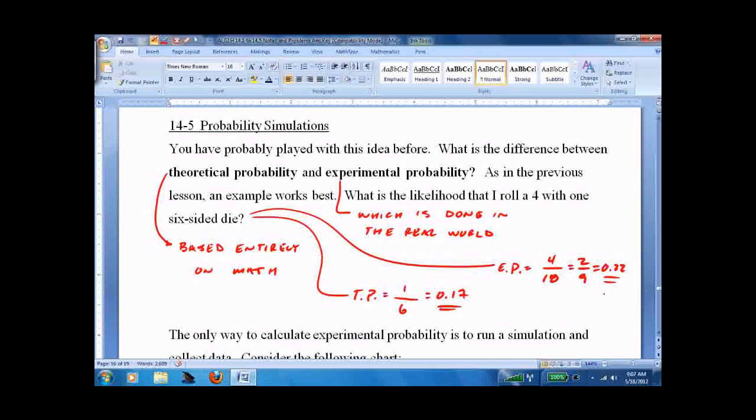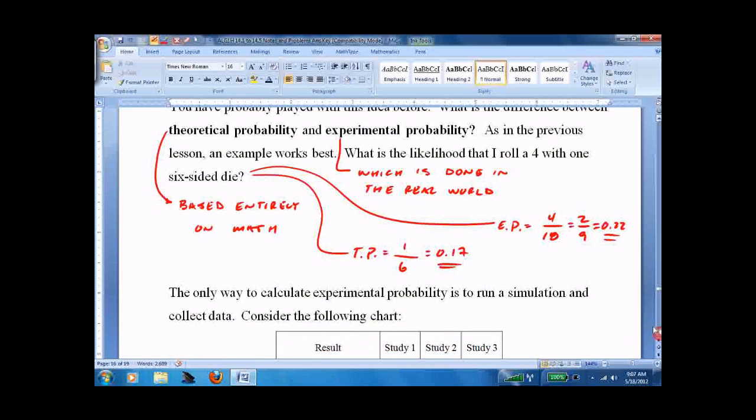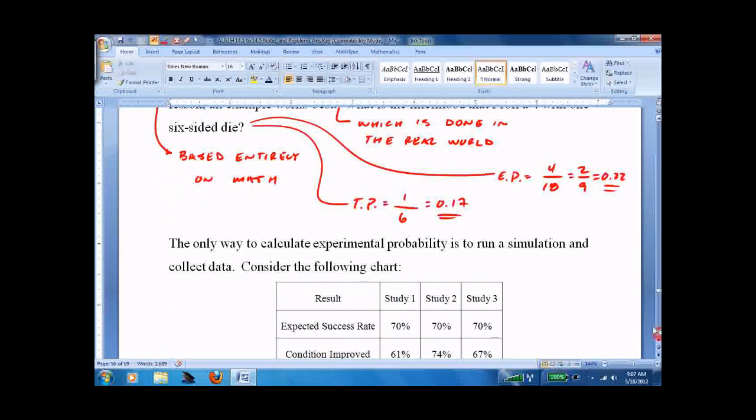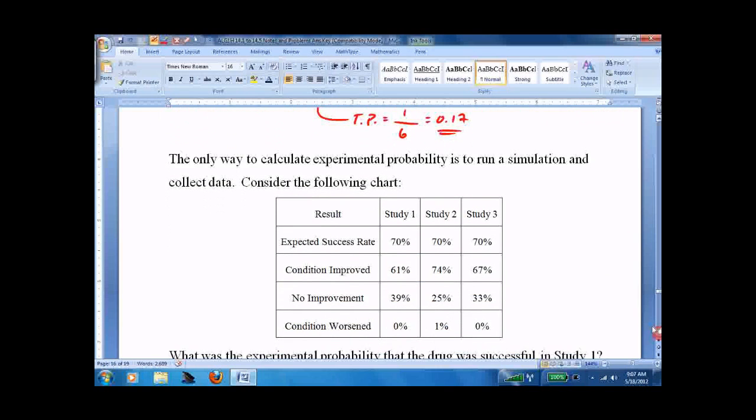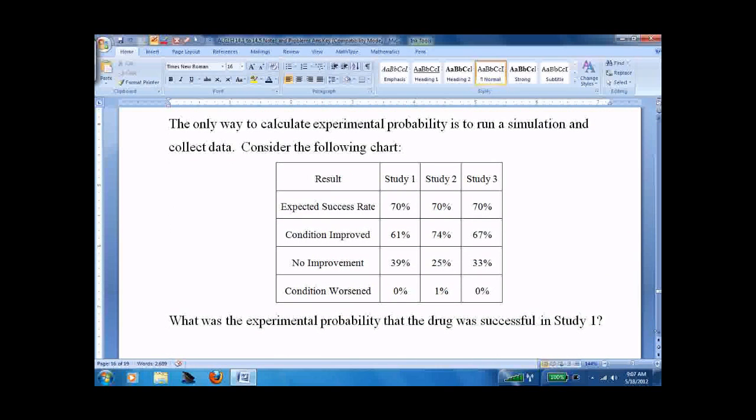How do we get them to be more alike? Well, we do more tosses. Assuming our math is correct, the experimental probability should eventually catch up. But some people will ignore the experimental probability and say, well, the math tells me this, so you have to be smart about it.